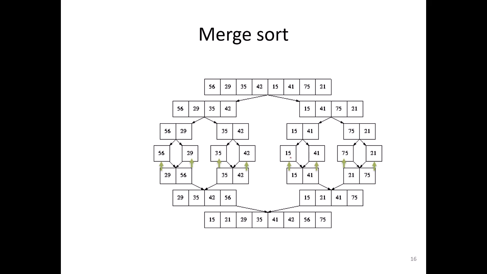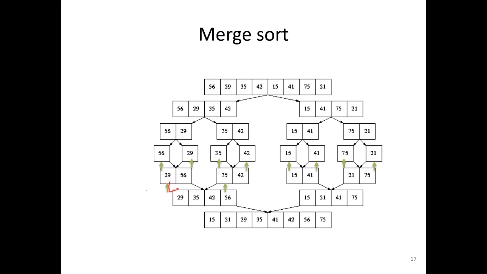Now here 15 is compared with 41. 15 is less, so we copy that element to the temporary array, and there is no element to compare, so we take 41 and store it in this subarray. Now here 75 is compared with 21. 21 is less, so we copy the value into the temporary array, and there is no element to compare further, so we take 75 and store it in the temporary array. After merging, you need to merge these again.